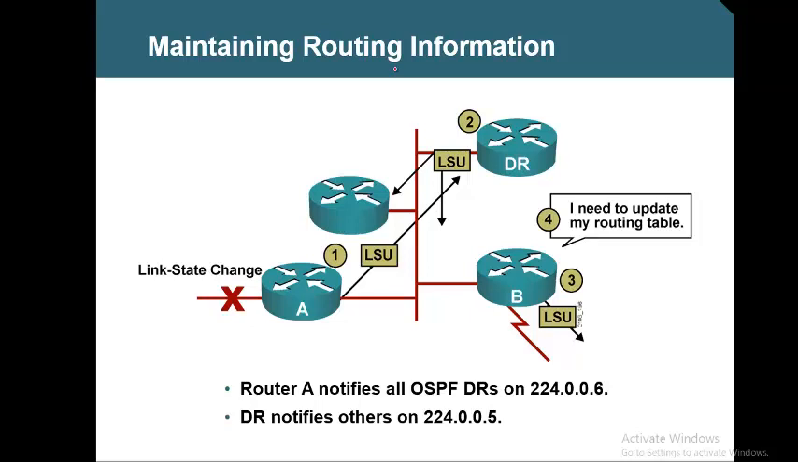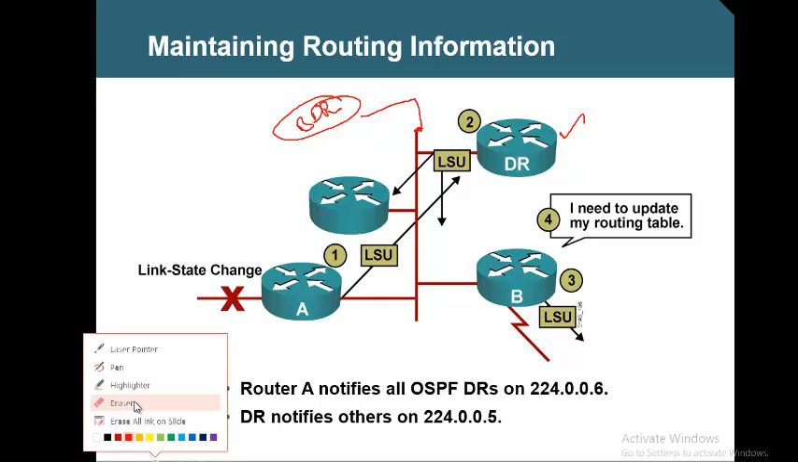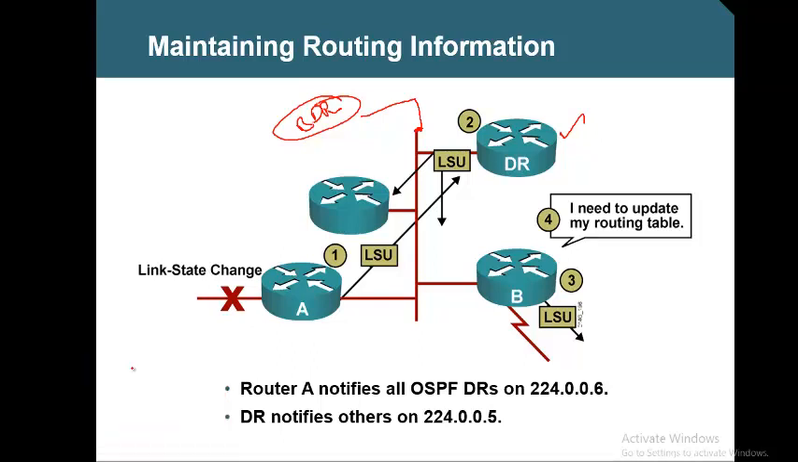In that case, to avoid duplication and to avoid loops, a DR is elected. And there is also a BDR elected. Let's say we have another router here. So we know the election process. First, it will check the priority. The one with the higher priority will first declare itself as BDR. I'm repeating again: the one with the higher priority will declare itself as BDR.